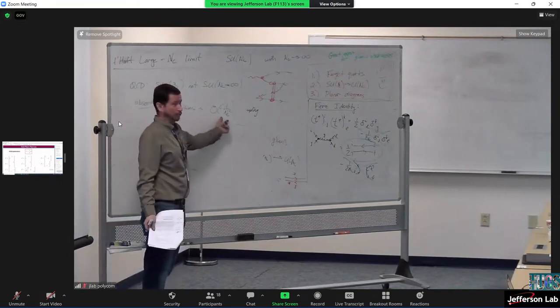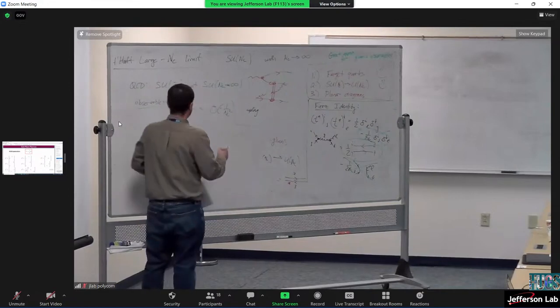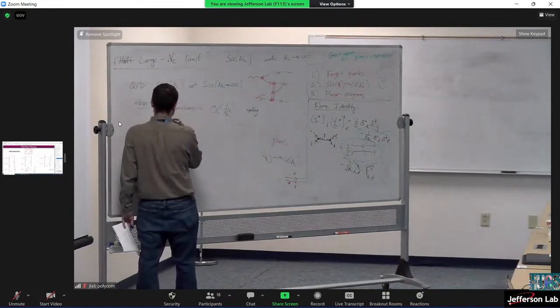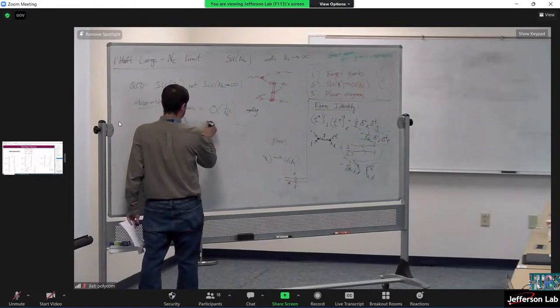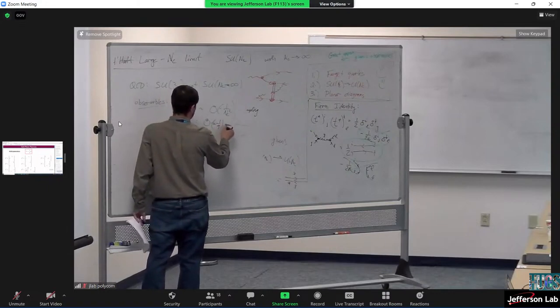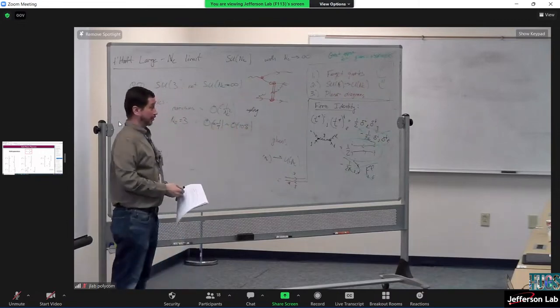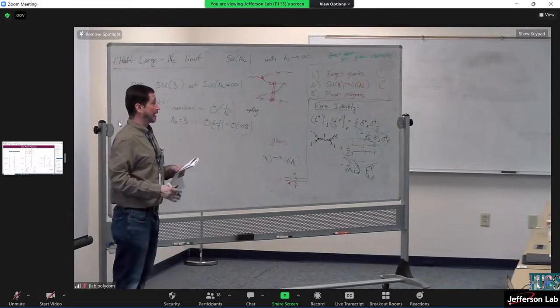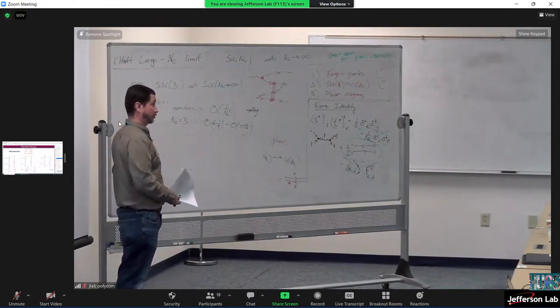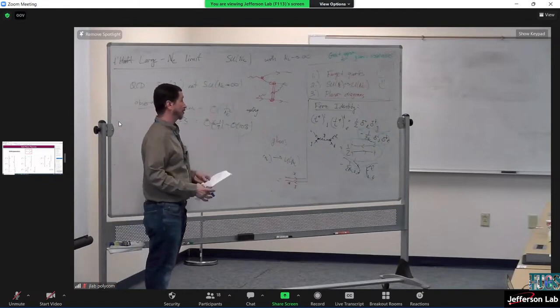You could have a correction of order 1 over NC, but that's pretty unusual. Most of the time they come in as 1 over NC squared. So if I do a large NC approximation and then I try to use it for NC equals 3 in QCD, I expect that my error should be of order 1 over 9, which is about, let's call it, 10%. So you would naively expect that the large NC limit should be accurate at a 10% level for an approximation to QCD. But in practice, for gluonic dominated observables, it actually works much better than that.